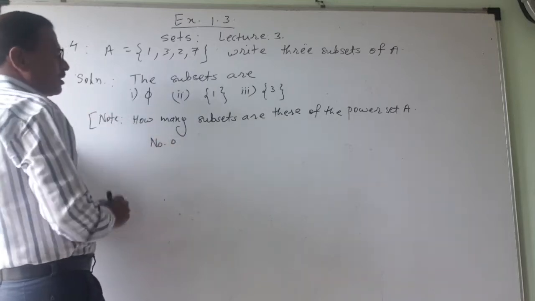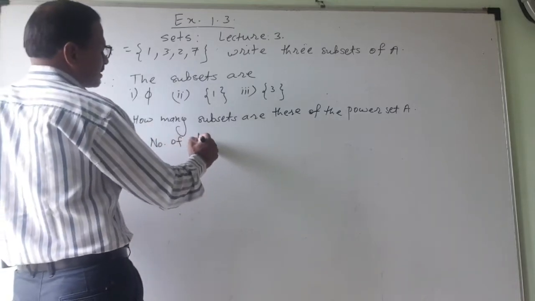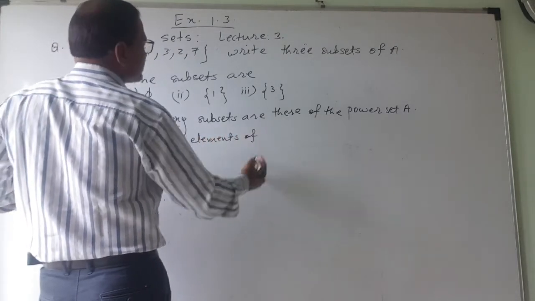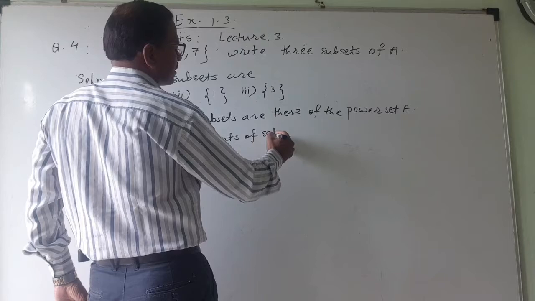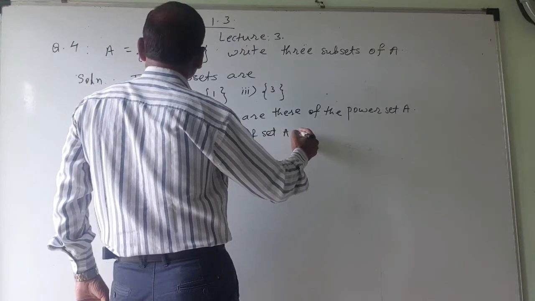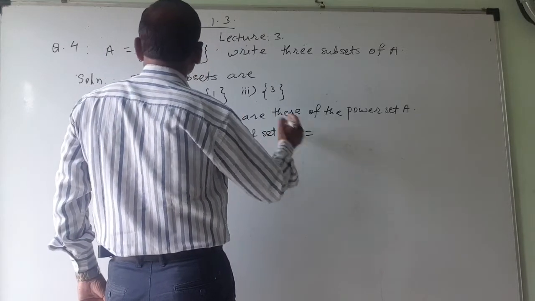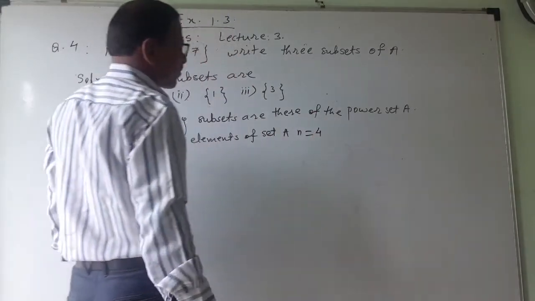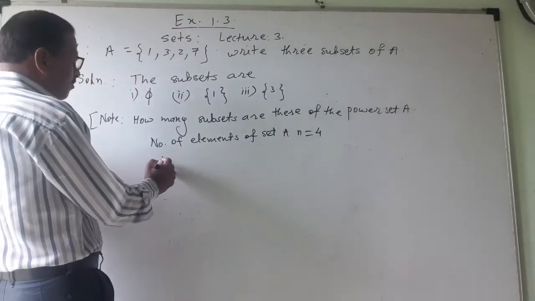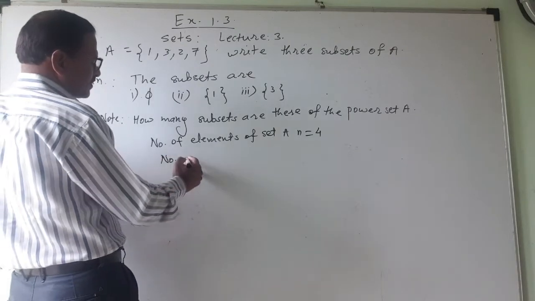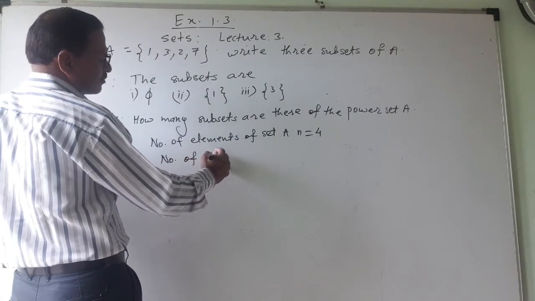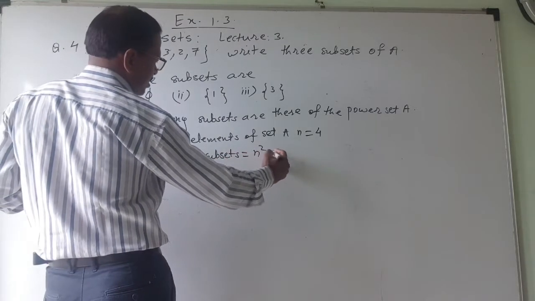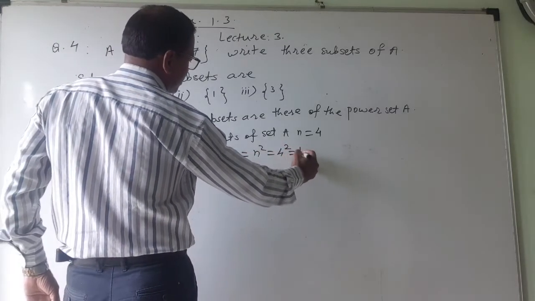This note is important. Number of elements of set A, that is called n, is equal to 4. So number of power sets, number of subsets, is equal to 2 to the power n, is equal to 2 to the power 4, is equal to 16.